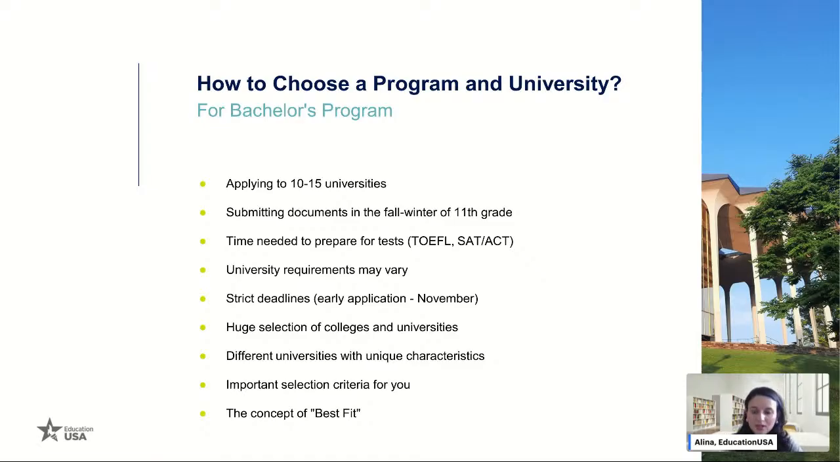Okay, so moving to the next slide, considering that you are now analyzing the option of applying for studies in the US, what you need to think about when choosing a program or a university specifically for your bachelor program. You should know that you are applying to at least 10, 15 universities. You need to submit the documents in the fall or winter of your 11th grade. You need time to prepare for the tests, for TOEFL, SAT, ACT if it's needed.